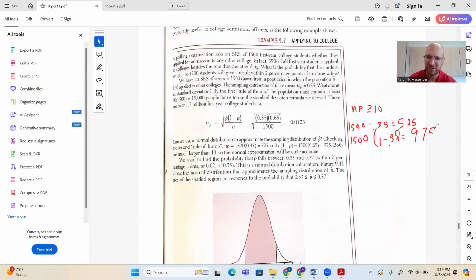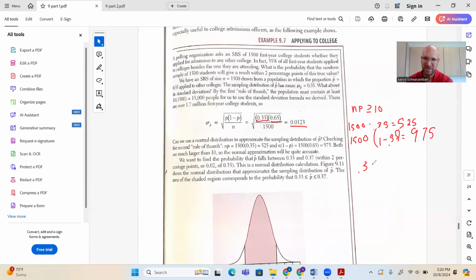And yes, that's also much greater than 10, so I can approximate this to normal. I know the standard deviation. P is 0.35, 1 minus P. They just wrote out 1 minus 0.35 to get the 0.65. Over 1,500, the square root of that is 0.0123. We're looking for the probability that falls within 2 percentage points.